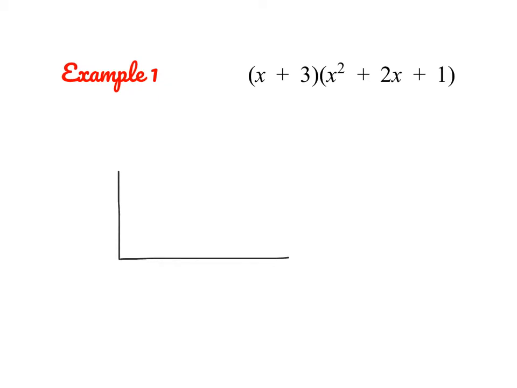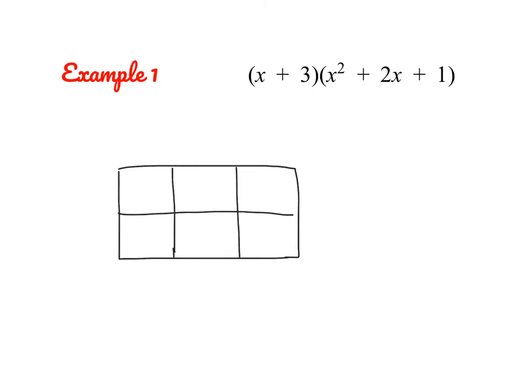Since I have 2 terms times 3 terms, I need to set up a box that is 2 by 3. 2 rows, 3 columns, or you can do 2 columns and 3 rows if you prefer. So I'm going to put my binomial down the side, so x and positive 3, and then I'm going to put my trinomial along the top. X squared, positive 2x, and positive 1.